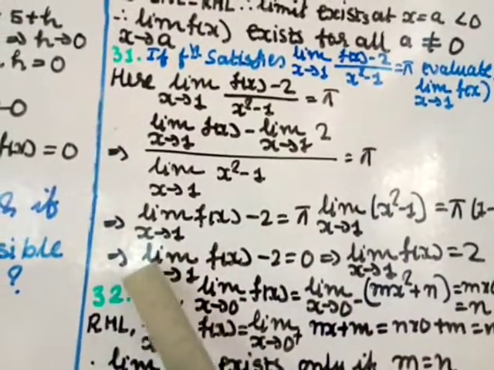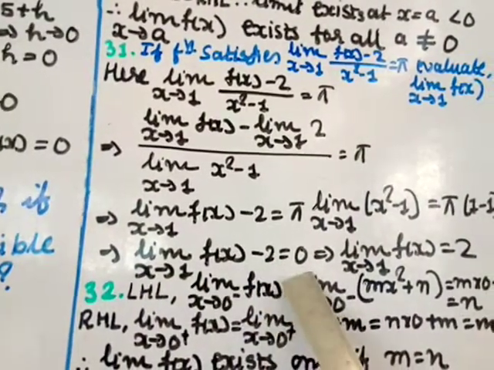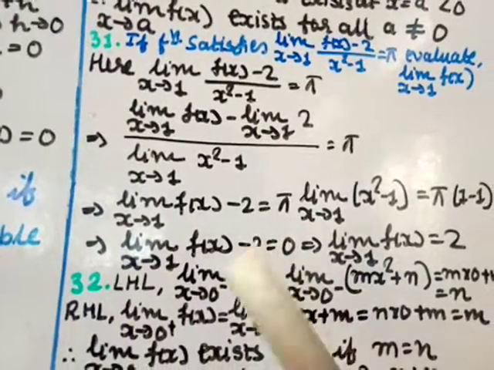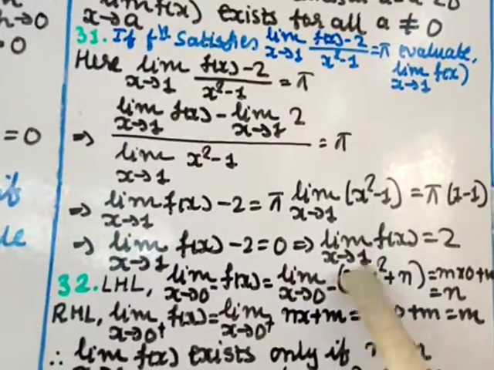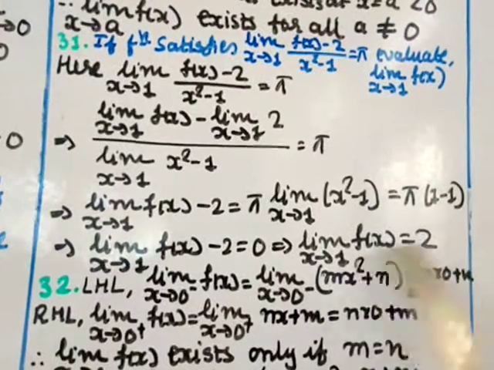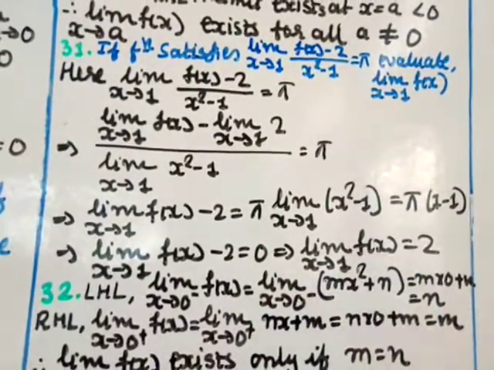Now what you get is limit x tends to 1 of f(x) minus 2 equal to 0. This minus 2 transferred over here becomes plus 2, so you get limit x tends to 1 of f(x) is equal to 2. So that is the value of limit x tends to 1 of f(x).